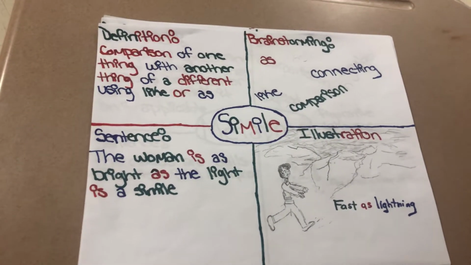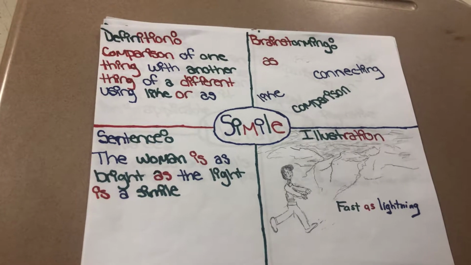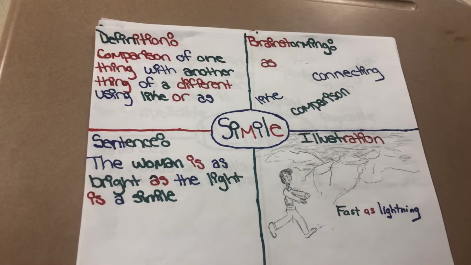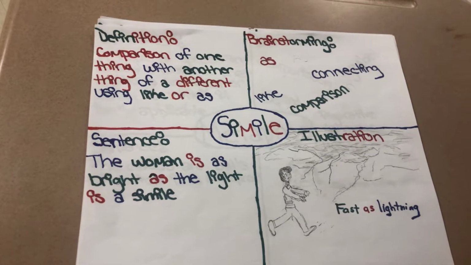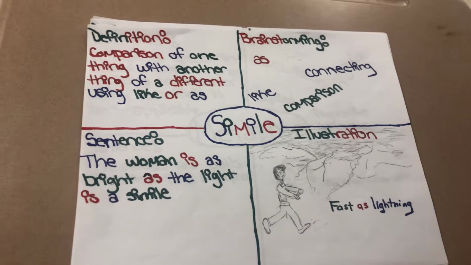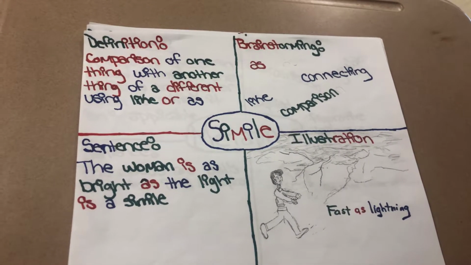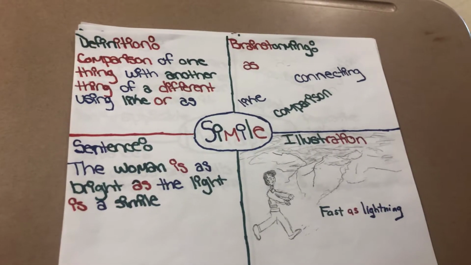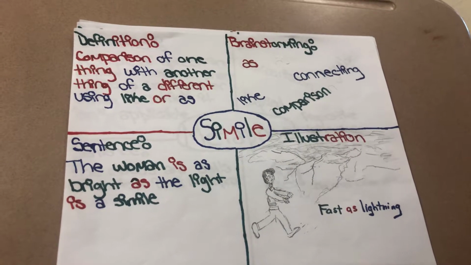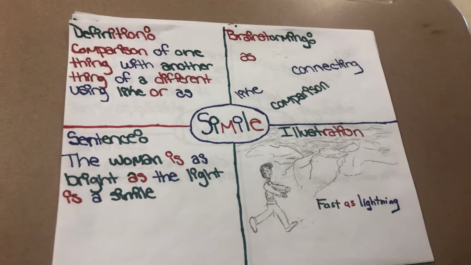The next word is simile. The definition is the comparison of one thing with another thing of a different kind using like or as. The sentence we have is, the woman is as bright as the light, which is a simile. The words we came up with were as, like, connecting, or comparison. And the illustration we have is a picture using a simile, saying the doo-doo was fast as lightning.